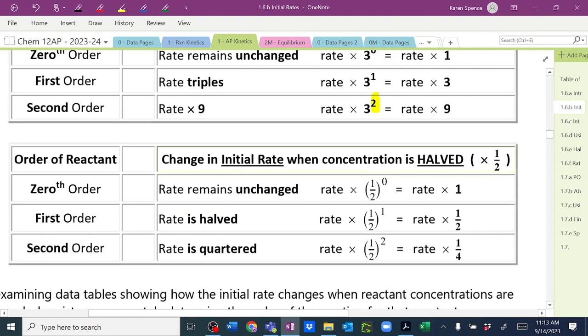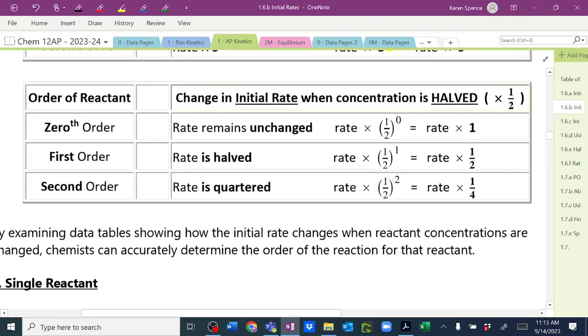And if I halve the concentration and the rate doesn't change, that's 0th. If I halve the concentration and the rate gets halved, that's 1st order. And if I halve the concentration and the rate goes to 1/4, or 1/2 squared, that's going to be 2nd order.